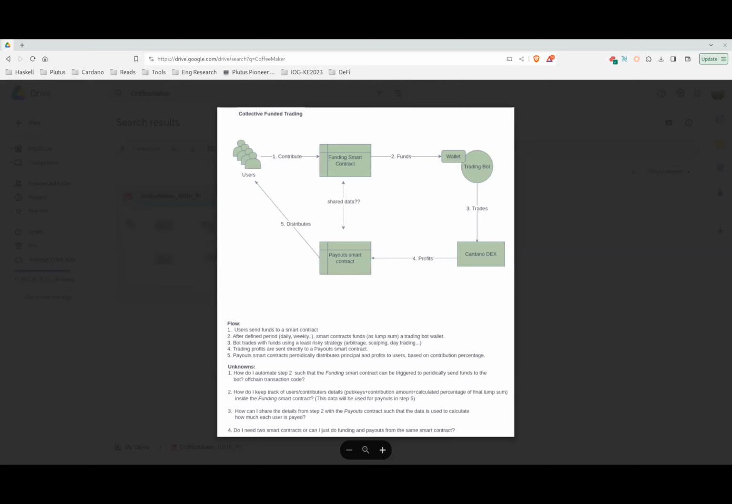Yes, that's... But the sending back, would it send it to all? I mean, to different UTXOs or just to one?